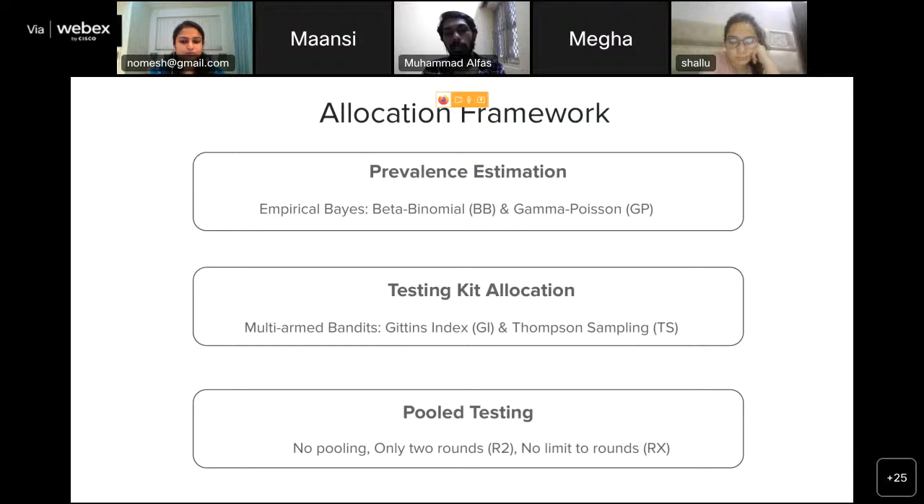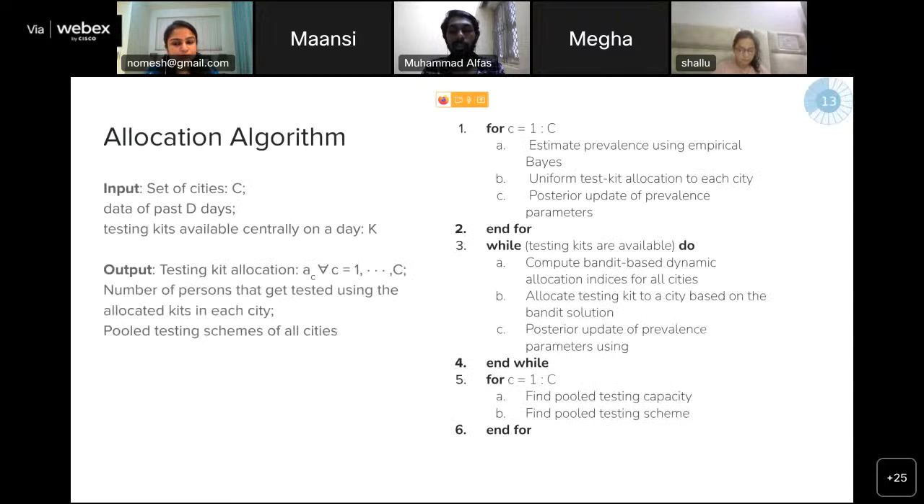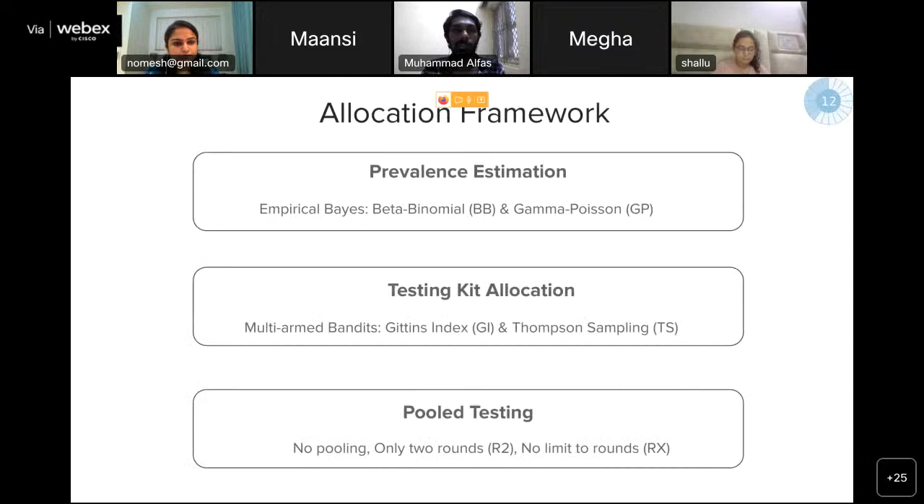The major issue with pooled testing is that if we have to do 5 rounds of testing, we need to collect 5 samples from each person. So it will be very inconvenient to implement practically. In that case, we can settle for something like 2 rounds of testing. So we are comparing 3 cases: when there is no pooling, when there are only 2 rounds of testing, and when there is no limit to the number of rounds of testing.